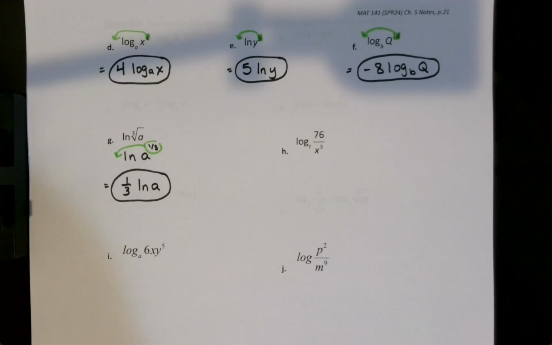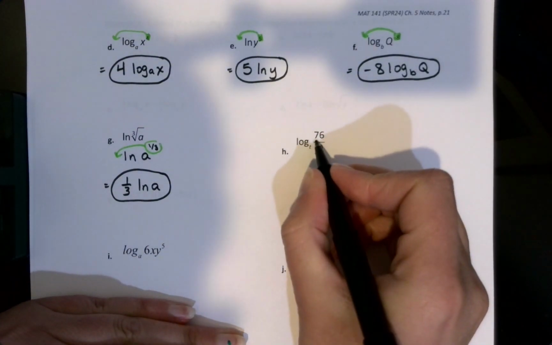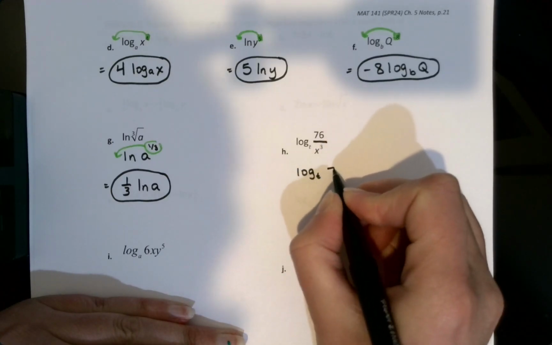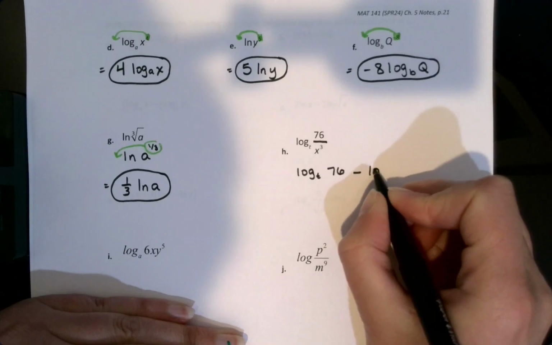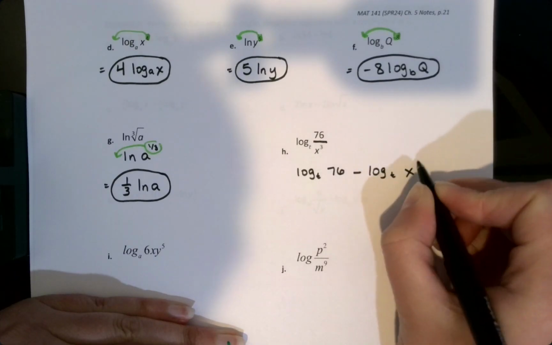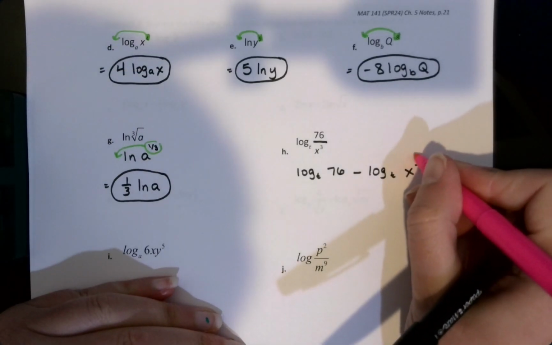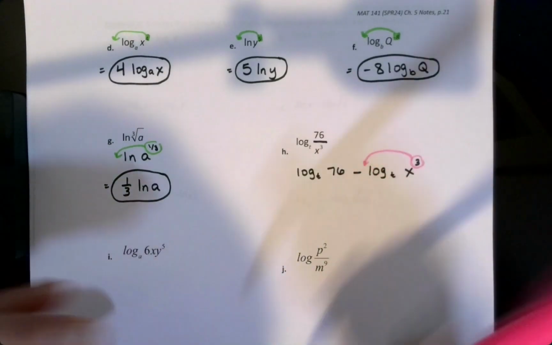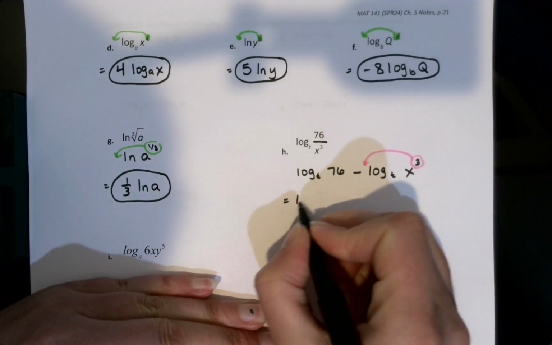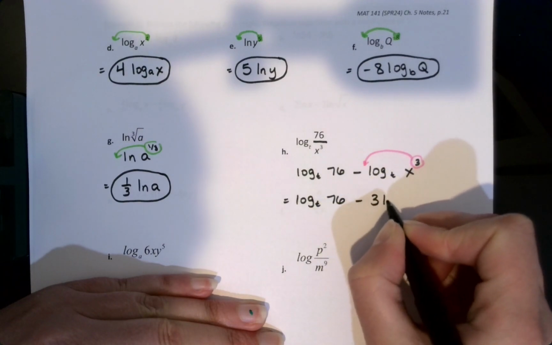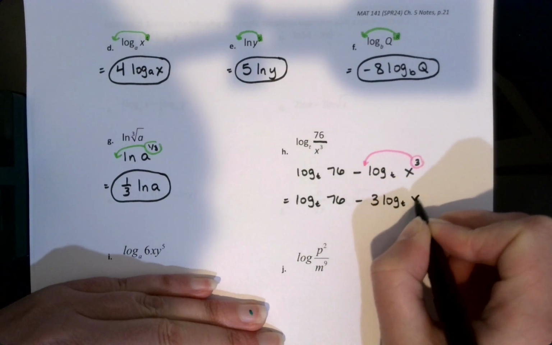All right, part H, looks like on this one, we're going to get to use the quotient property. So that division, we're going to separate into subtraction. So we'll write this as log base t of 76 minus log base t of x to the 3rd. So that's our quotient property. Now, I'm not quite simplified, even though I've separated that quotient, because there is a power on this x. So we're also going to use the power property. So the final answer will be log base t of 76 minus 3 log base t of x.